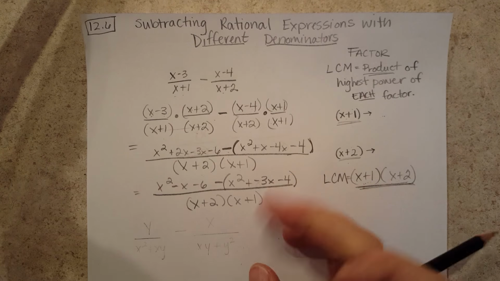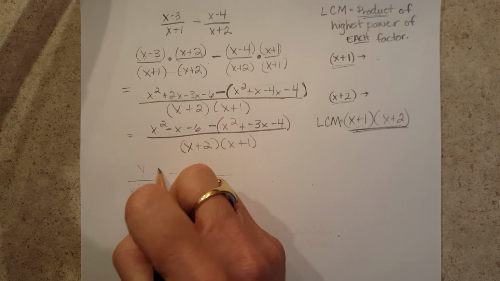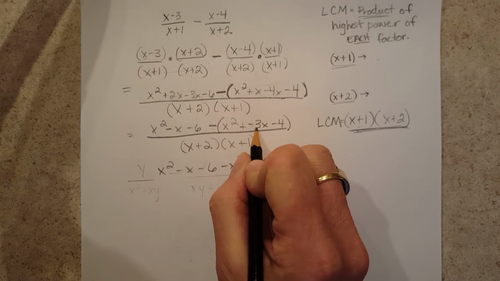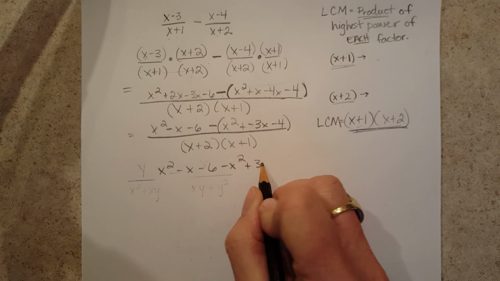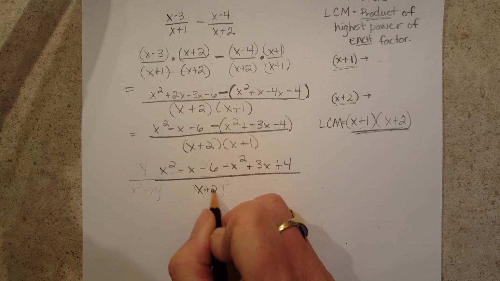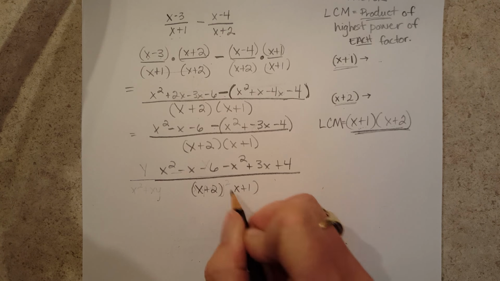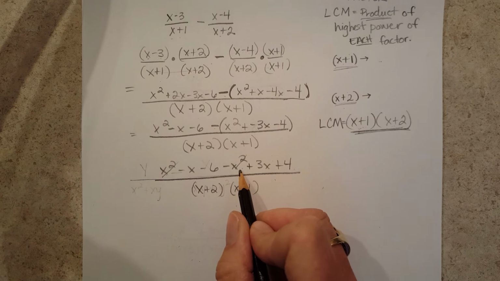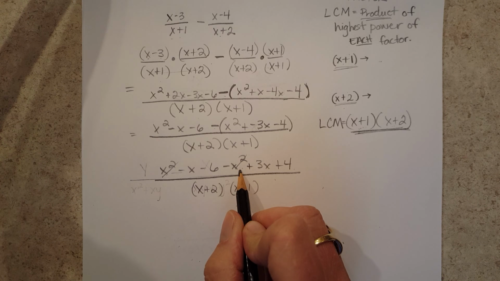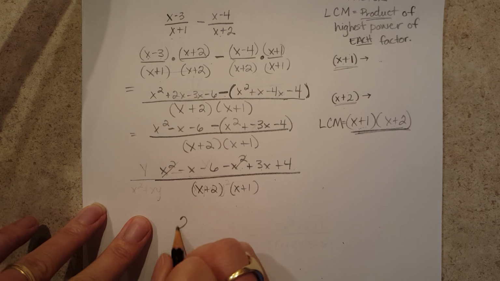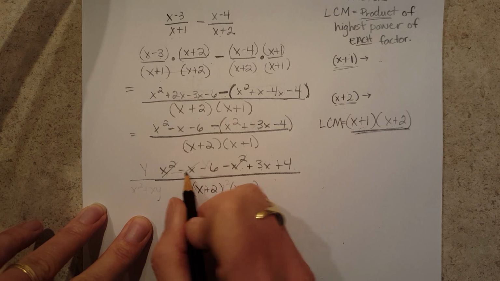Now let's distribute this negative. Negative x squared. Then make this a positive 3x and this a positive 4. Now we've distributed it, so we can drop those parentheses. And now we can combine again. So this and this cancel out. I'm thinking I did something wrong there. Did I? No. And then this and this become 2x.